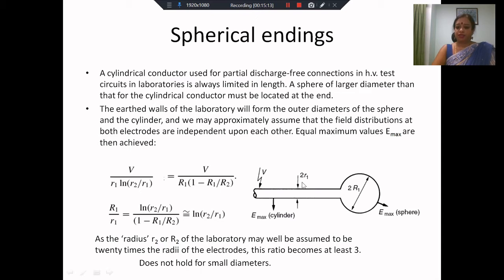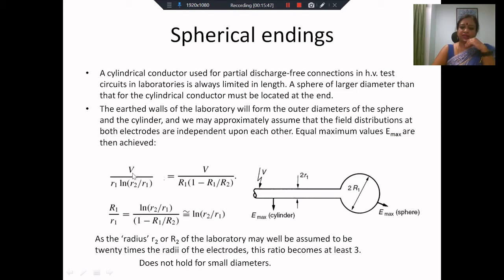Now what we would like to do is equate the maximum value of the electric field. The maximum value of the electric field will occur at the surface of the cylinder and the sphere, and we would like to equate these two values so that we are optimizing the arrangement to the best of our ability. Why is that an optimal arrangement? I'll come to that later. So we would like equal maximum values at both the surfaces.